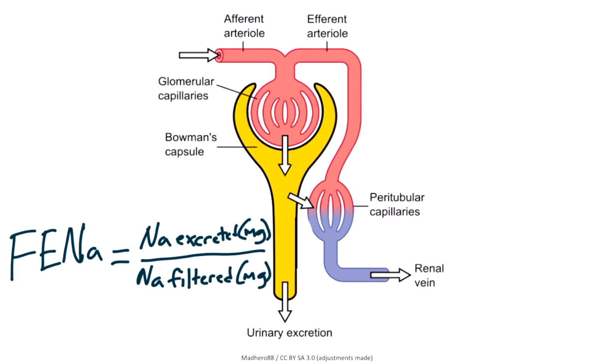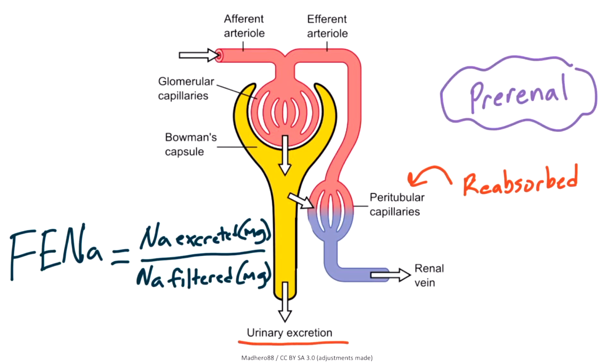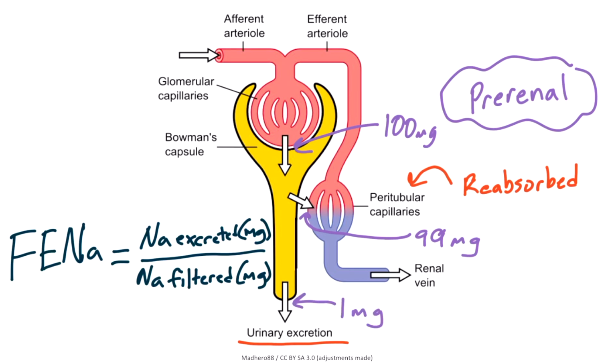Now, most of the sodium that gets filtered ends up being reabsorbed, and this occurs in the peritubular capillaries. So that's represented by this white arrow. Now, any sodium that does not get reabsorbed will be excreted, as written right here. Now, we just mentioned that in prerenal azotemia, sodium is reabsorbed as normal. This means very little sodium is excreted. So let's say that 100 milligrams of sodium is filtered. 99 milligrams of that sodium is reabsorbed, while only 1 milligram of sodium is excreted.